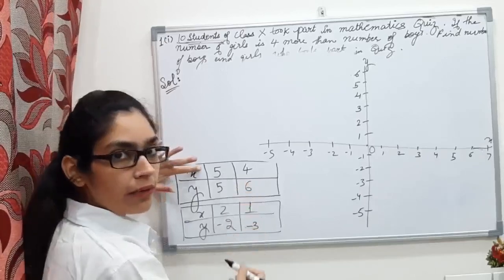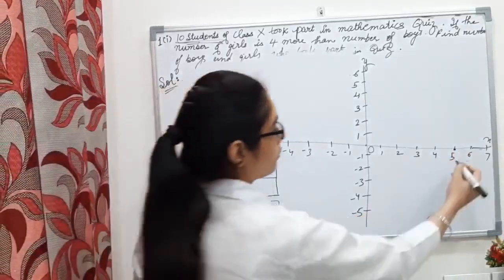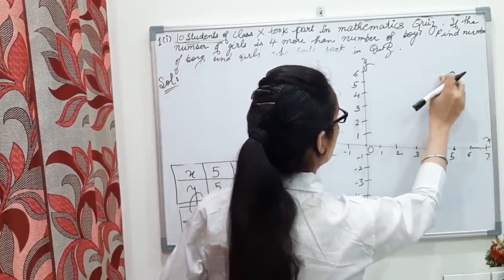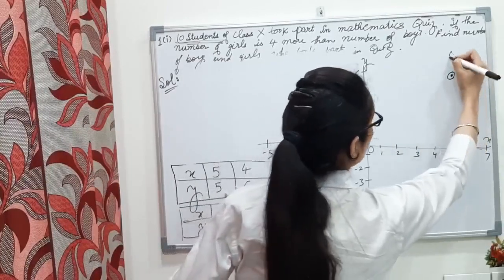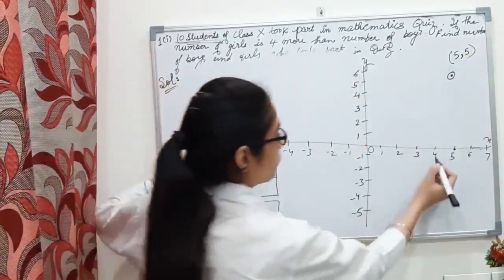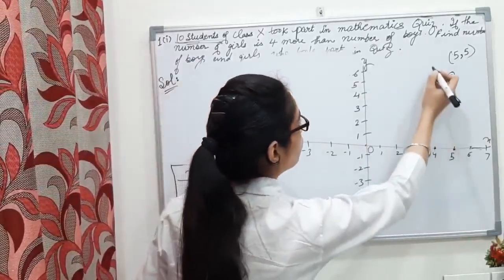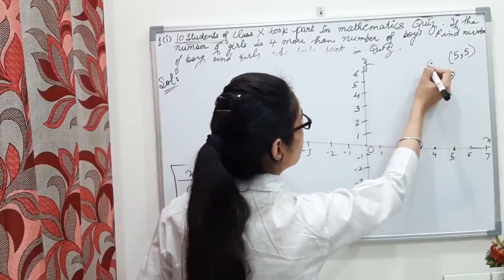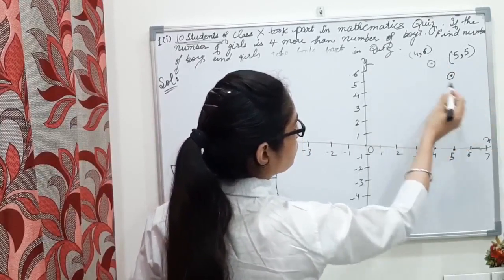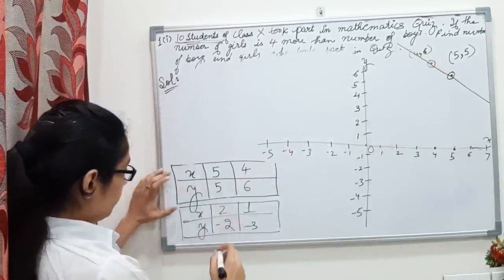X is equals to 5. Here it's 5, and in that case y is also equals to 5. Let's just go vertically upward. So here it will be opposite to 5, and for x also it's opposite to 5. So this is your point, 5 for x and 5 for y. Now x is equals to 4. Here it's 4. Y is equals to 6. So in the same way, we just go vertically upwards, just opposite to 6. We'll mark this is 4, 6. So we will join these points. Now we'll do for the second equation.